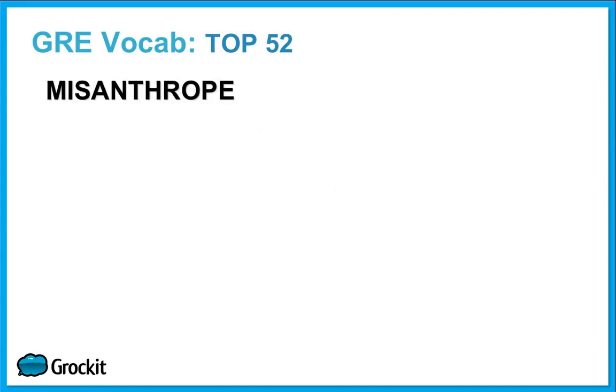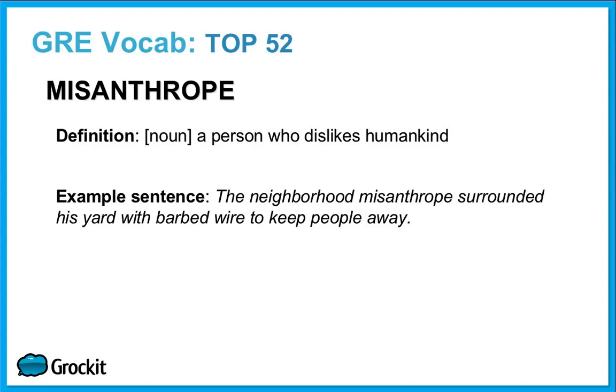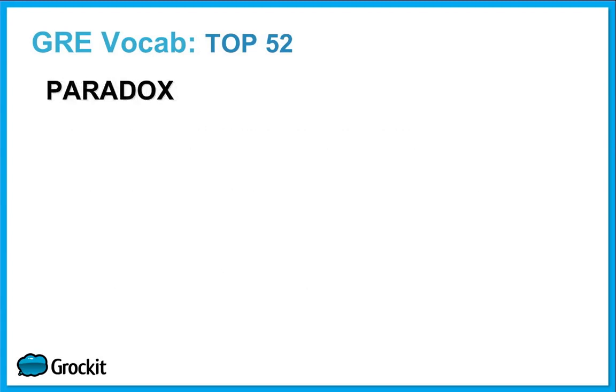Our 37th word is misanthrope. This is a noun. It's a person who dislikes all humankind. The neighborhood misanthrope surrounded his yard with barbed wire to keep people away. Pessimist, cynic, and naysayer are synonyms.